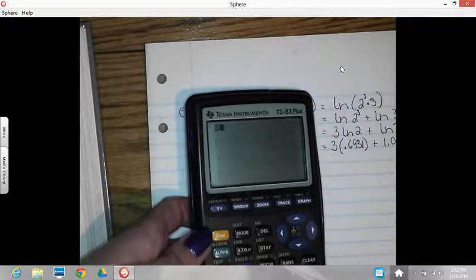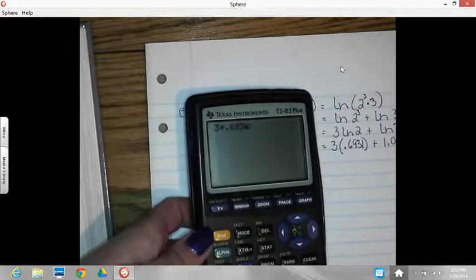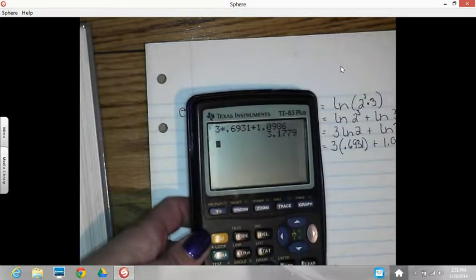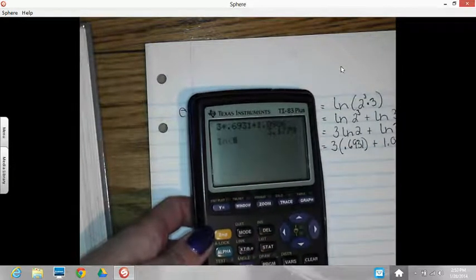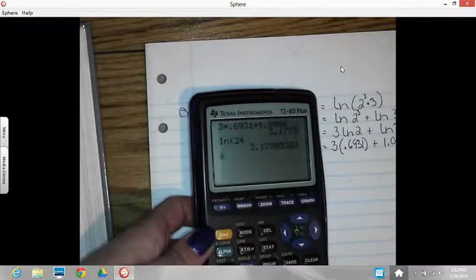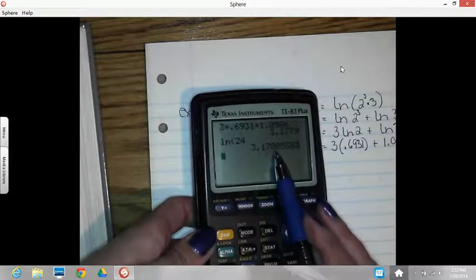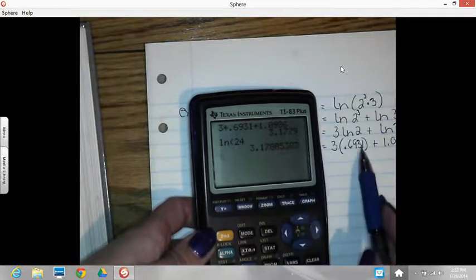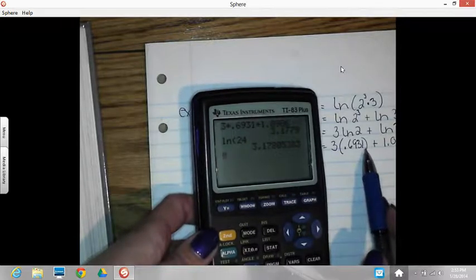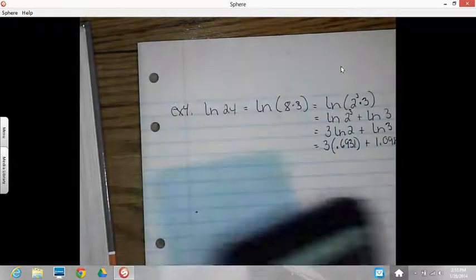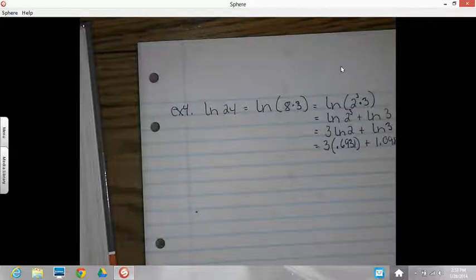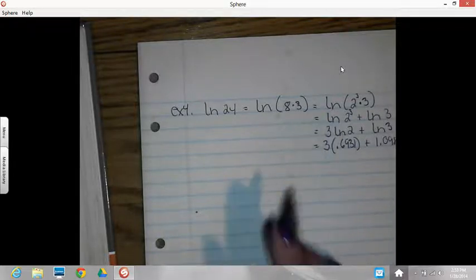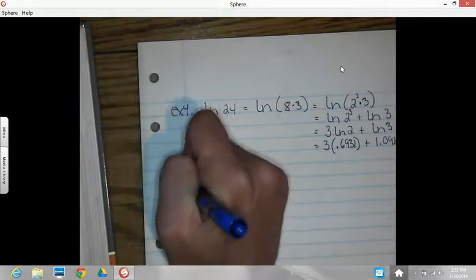So if I check that out, just going to type in what I have there. 3 times 0.6931 plus 1.0986. I get 3.1779, and that's supposed to be the natural log of 24. And you can see I've got 3.1781, 3.1779, and that's because these end numbers are rounded off. So yes, I did do it correctly. So that chunk, your goal is to rewrite the number they give you in terms of 2's and 3's. I want to do one more, so you get the hang of it.